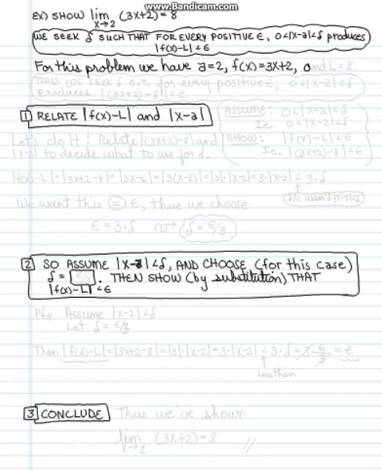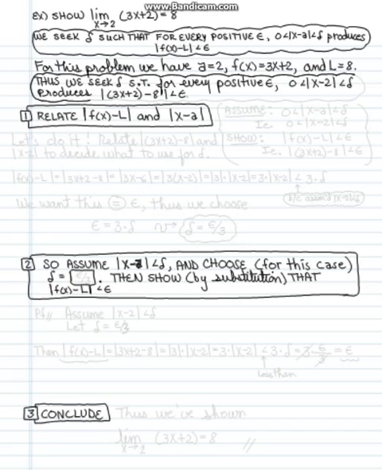So let's reword what we had in the cloud above. Thus, we seek delta such that for every positive epsilon, 0 less than the absolute value of x minus 2 less than delta produces the absolute value of 3x plus 2, that's our f of x, minus our limit 8, is less than epsilon. Okay, step 1.